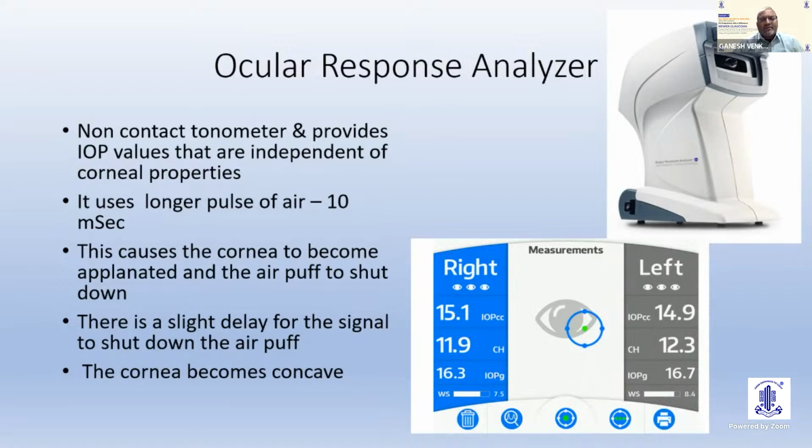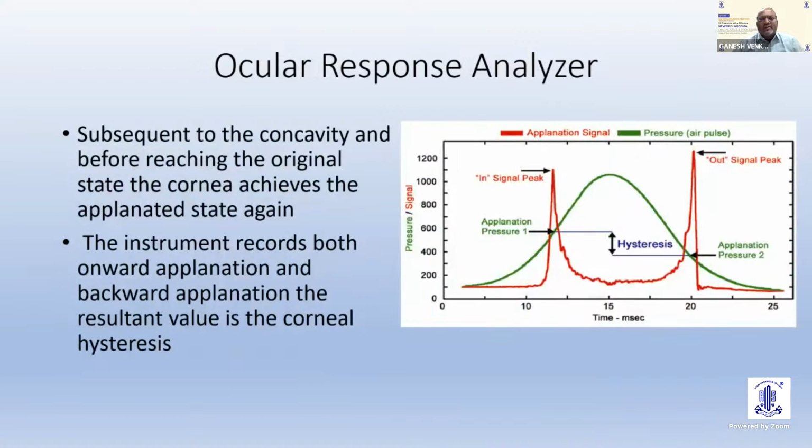So because of that, you get two spikes, the applanation pressure 1 and the applanation pressure 2, as shown in the graph here. And this difference is calculated as the biomechanical property of the cornea, known as the hysteresis. So this is something which we like to use to analyze the biomechanical property of the cornea, because that may also play an important role in glaucoma.